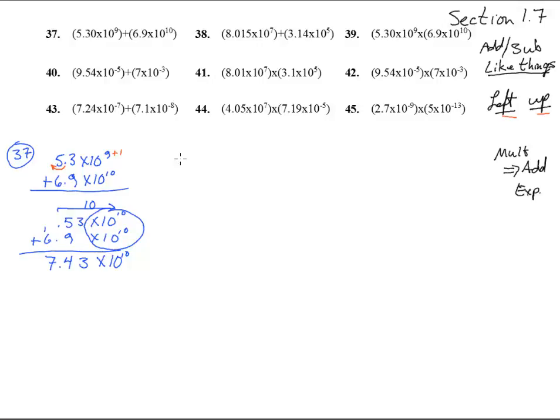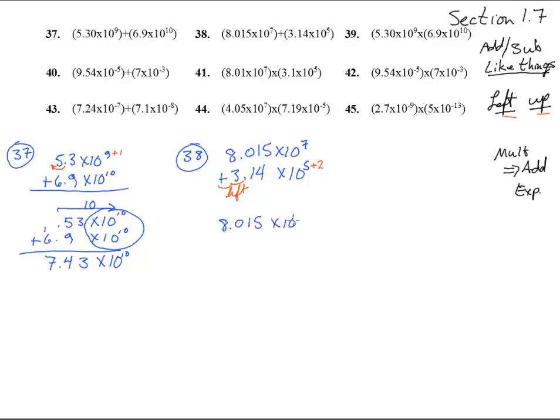Alrighty, the next one, number 38. 8.015 times 10 to the 7th plus 3.14 times 10 to the 5th. These are not like things, so I'm going to have to go up with this guy. So it'll become a 7. That means I have to go 1, 2 to the left. Left, up.